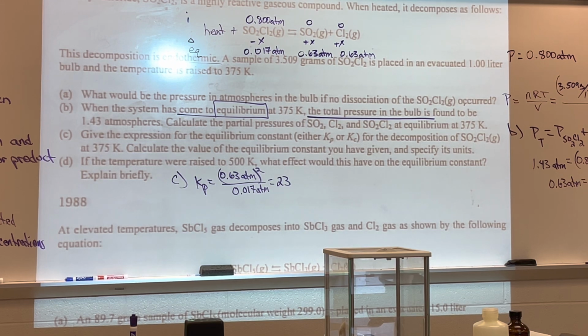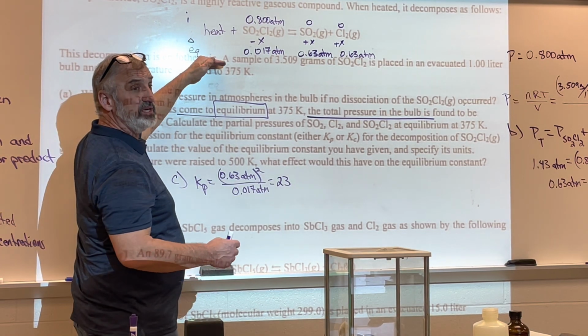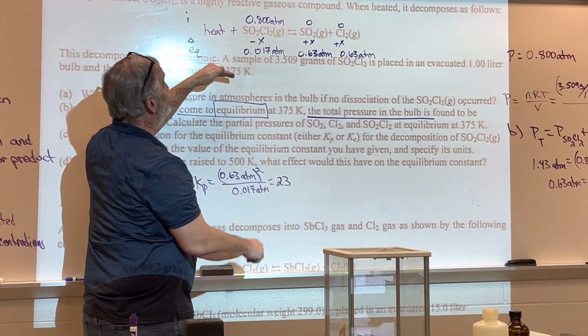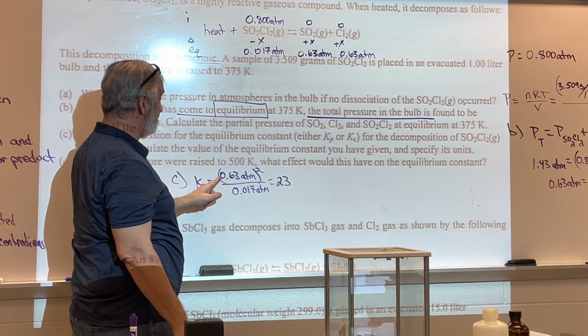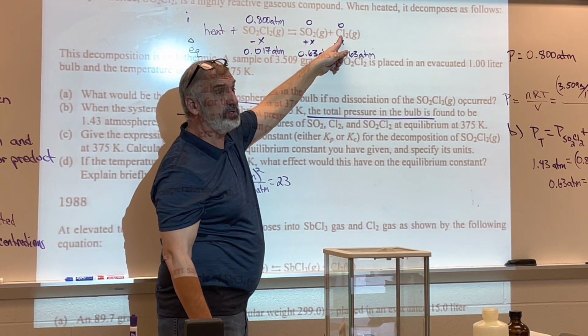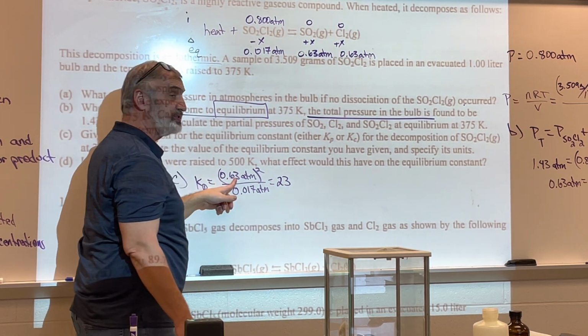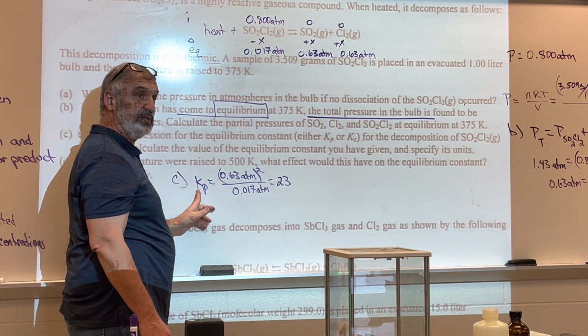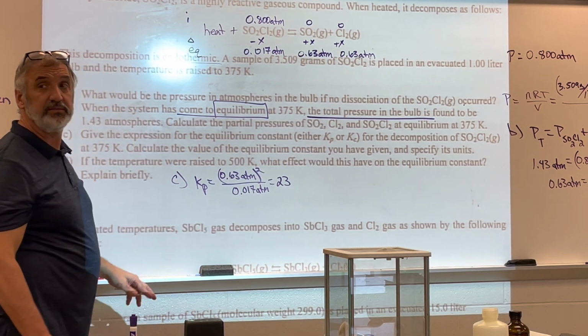So it's increasing. Confusing? It always goes away from what you're adding. Since heat's over here, it's endothermic. Since we're adding heat, it's gonna shift it that way. Since K is products over reactants, these are going up, this is going down, numerator's getting bigger, denominator's getting smaller, so K is getting bigger.